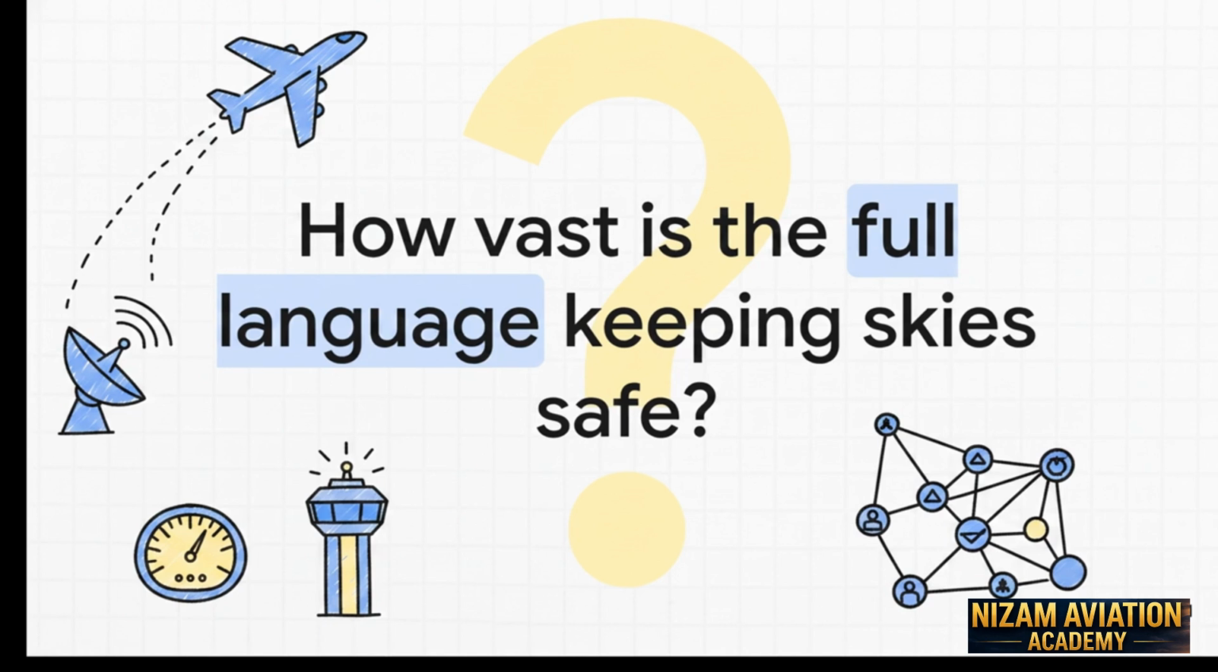But here's something to really think about. If all of this legal and operational framework is contained just within the letter A, how vastly complex is the full language keeping our skies safe, from B all the way to Z? Next time you look up and see a plane, remember, they aren't just flying, they're communicating in a high-stakes, invisible code.